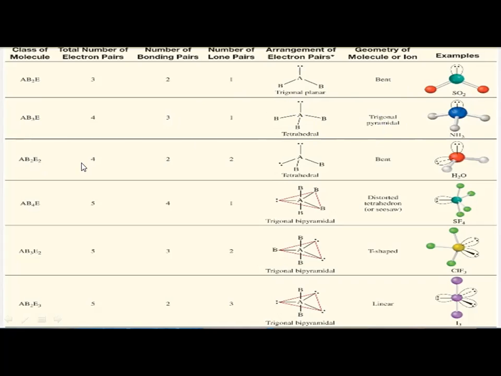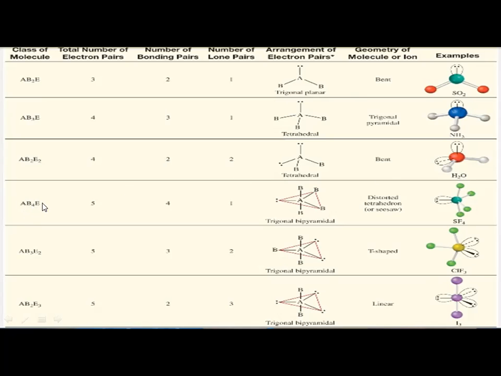Similarly here, AB2E2, 4 electron pairs, 2 bond pairs and 2 lone pairs. Yes, so E stands for lone pairs. Okay, so expected is again tetrahedral, but the molecule is bent, H2O, just now I have told you.